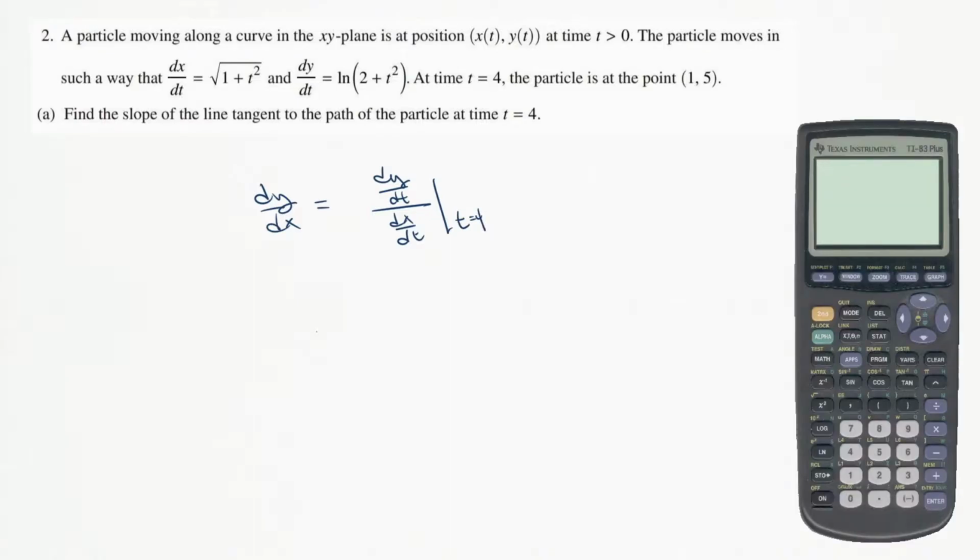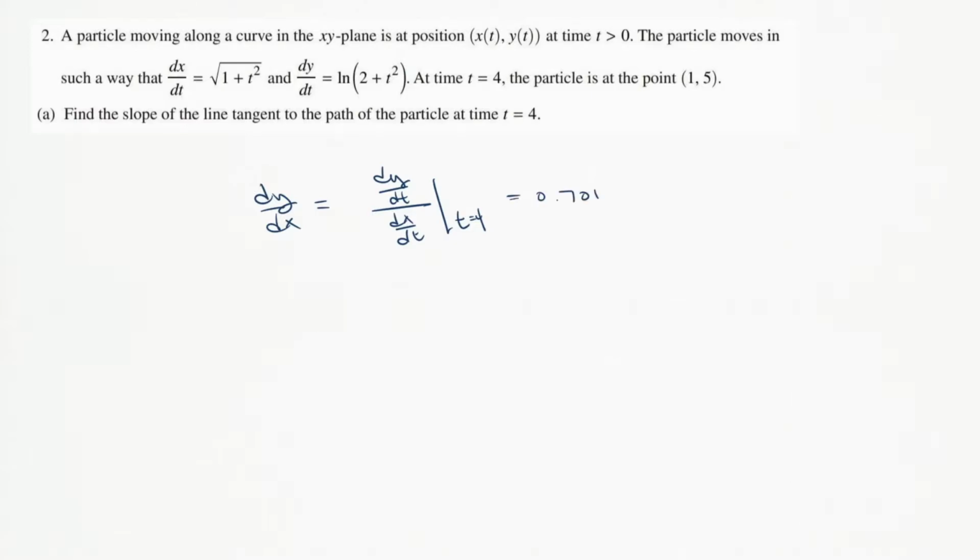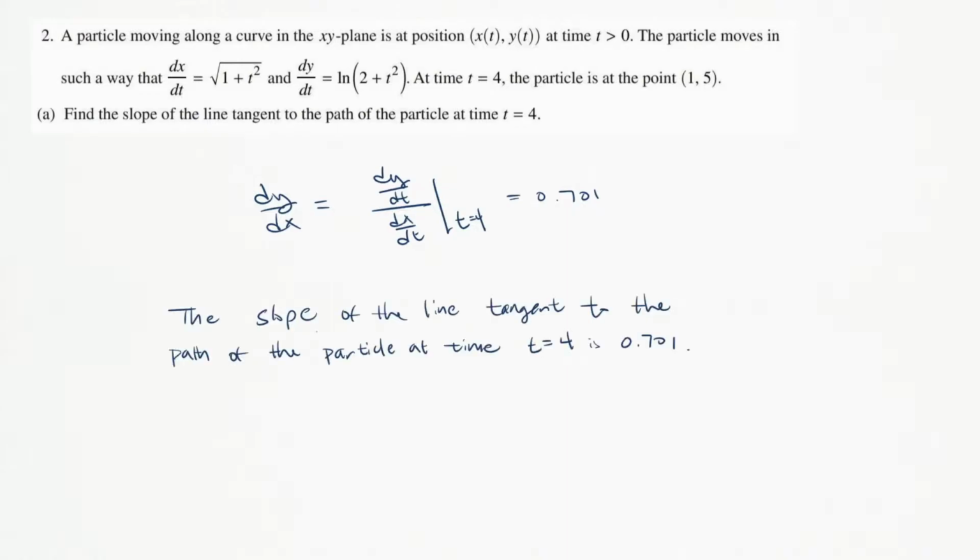In our calculator, I'm going to store dx dt in y1 and dy dt in y2. And we're going to evaluate y2 at 4 divided by y1 at 4. As always, I recommend giving complete answers. So the slope of the line tangent to the path of the particle at time t equals 4 is 0.701.